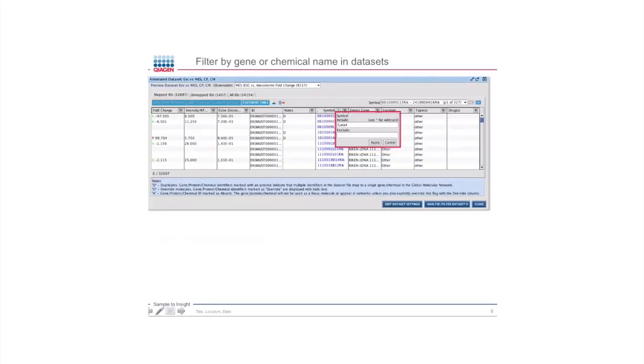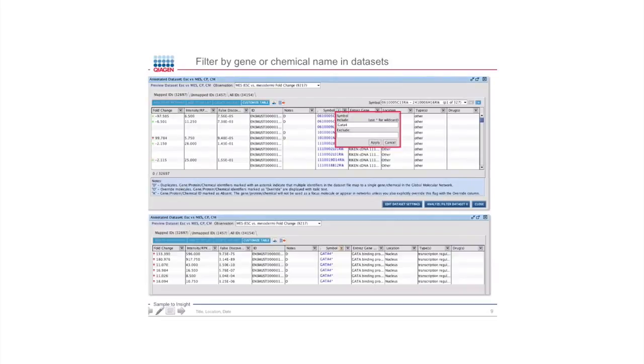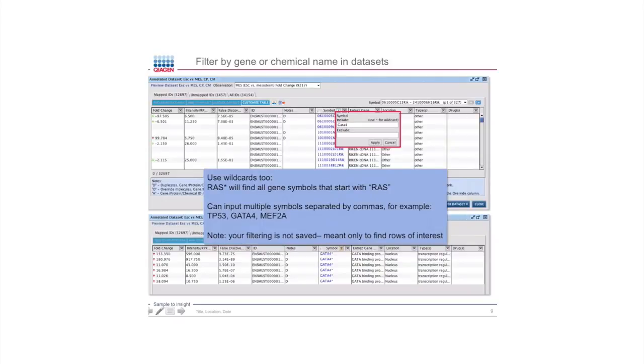And it's cool because this is an example of filtering for GATA4. So now you're only showing those rows. But the cool thing is you can also do wildcards. So you can say RAS star, and that'll find anything that starts with RAS. Or you can even type in several gene symbols separated by commas, and you'll find all the rows that match those. And you can do star RAS star, so that you can find KRAS, things like that. So wildcarding is very powerful.